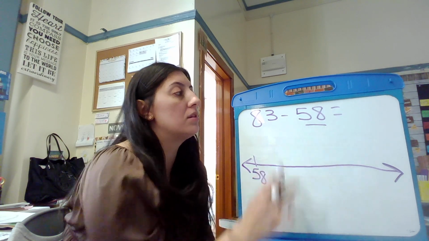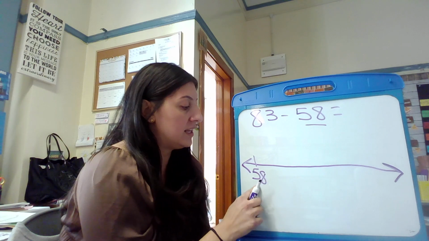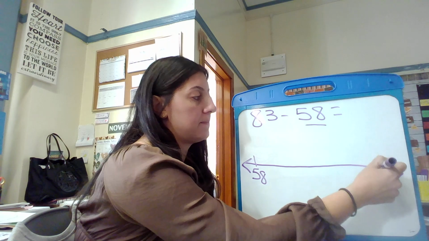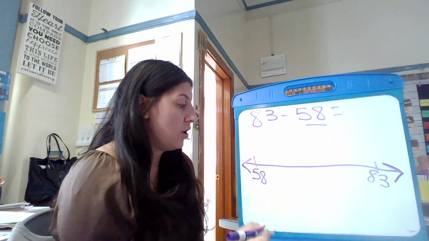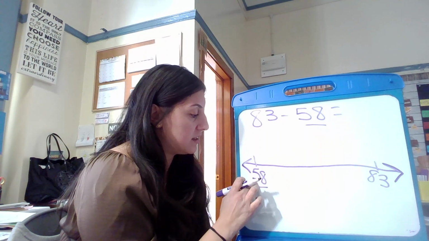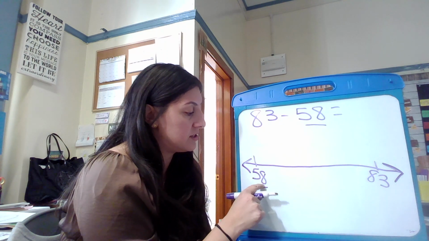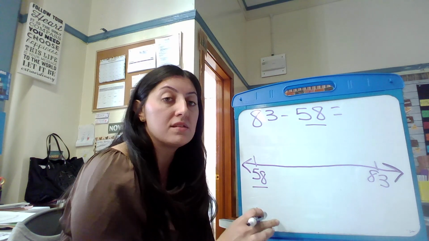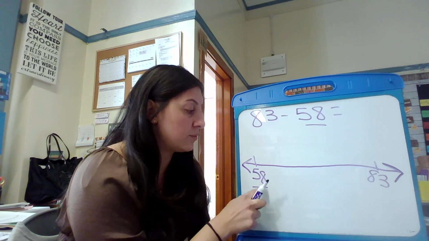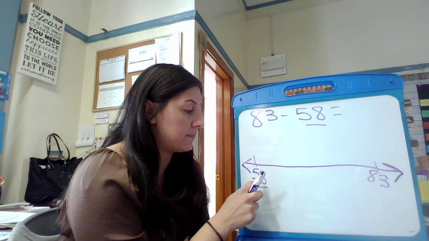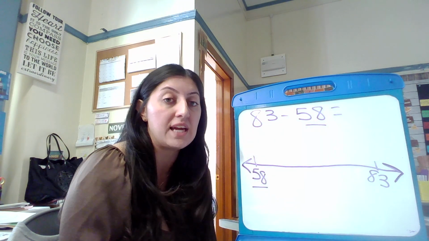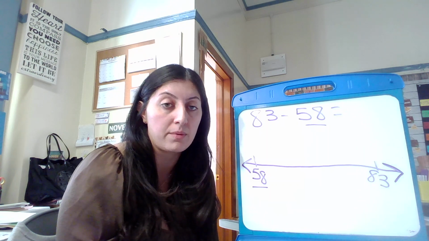Now, if we start with the lower number 58, we need to see how many numbers are between 58 and 83. So when I have the number 58 first, I'm looking at 58. I see that there's a number in the tens place and I see there's a number in the ones place. I want to make this number friendly and easier for myself to add. That way I don't have to worry so much about all of the numbers in the ones place. So what number is closest to 58 that is friendlier to work with?